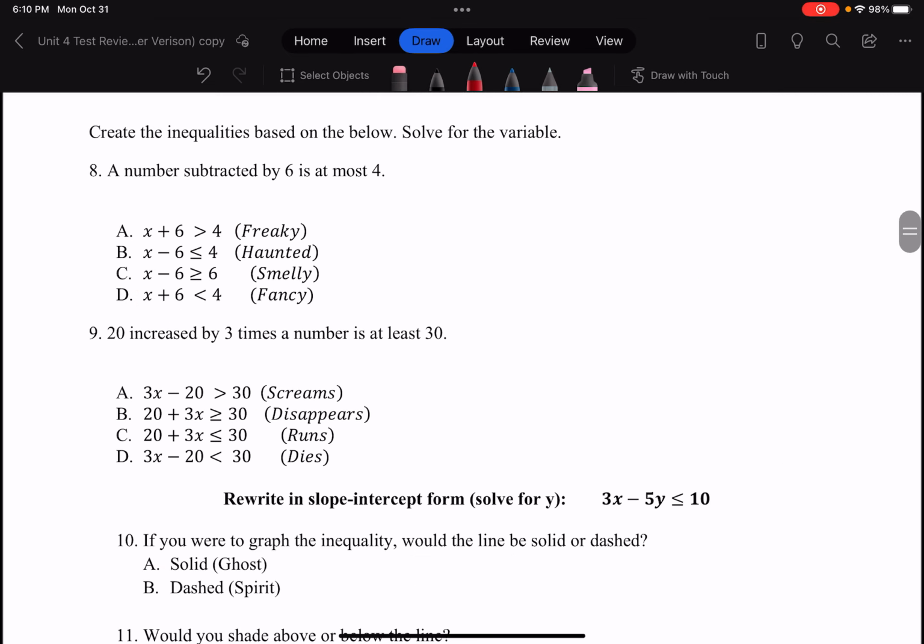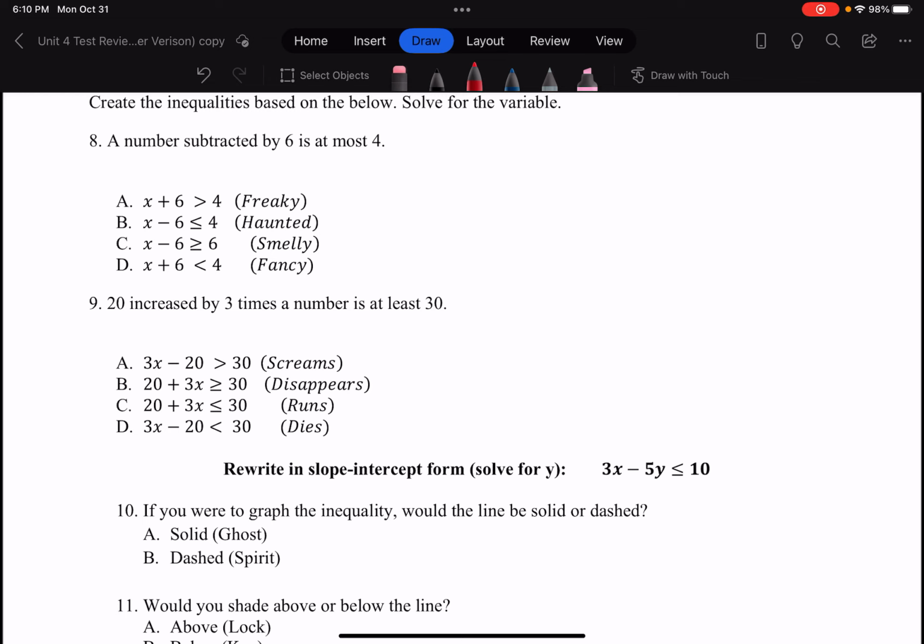Now we're going to go on to page number 2. It says create the inequalities based on the below and then solve for the variable. Anytime you see something that says a number, that means we're going to have a variable there. So I'm going to say x, subtracted is just the minus symbol, by 6, so I have the number 6, is at most the number 4. So let's talk about the phrase is at most. At most means it could equal it, but it can't get any bigger than it.